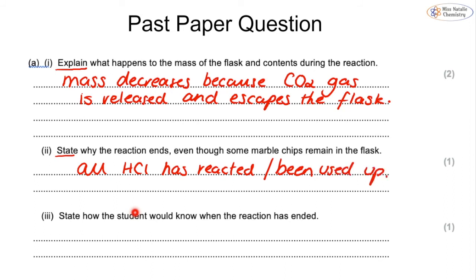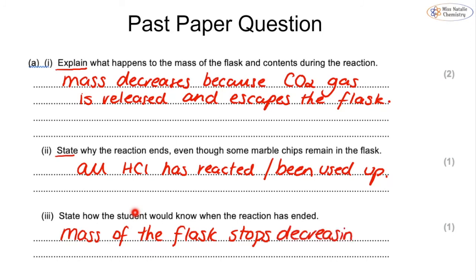And state how the student would know when the reaction has ended. Well, there are 2 ways in order for us to see this. We're going to use the way that we're explaining in terms of the actual experiment, and the whole point in this experiment is to watch the mass of the flask. So when the experiment has finished, the mass of the flask stops decreasing, or the mass stays the same.